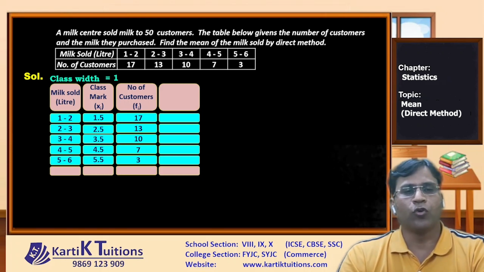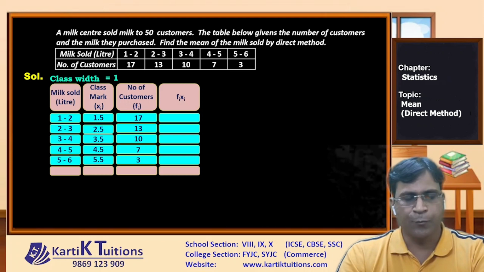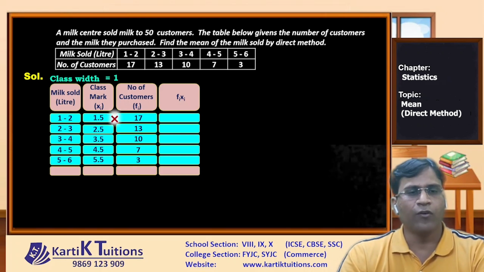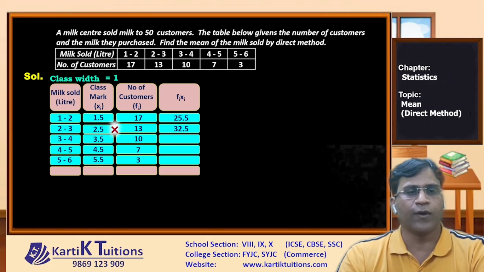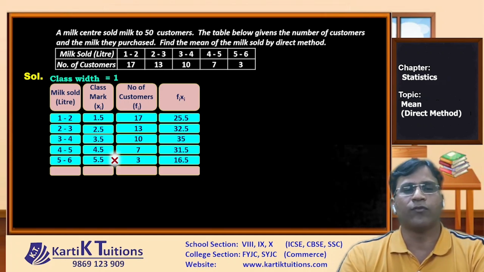Now after that, we'll go to the last column, that is fi xi. We need to multiply the class mark with its respective frequency. So 1.5 into 17 will give us 25.5. 2.5 into 13 will give us 32.5. 3.5 into 10 will give us 35. 4.5 into 7 will give us 31.5. 5.5 into 3 will give us 16.5.